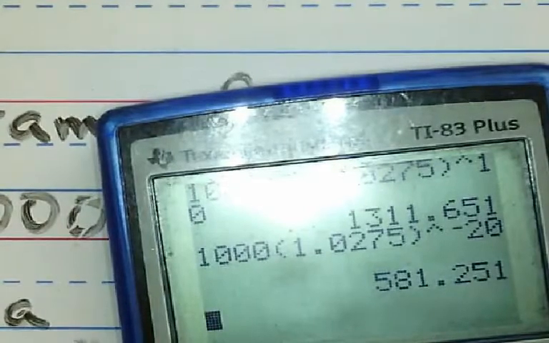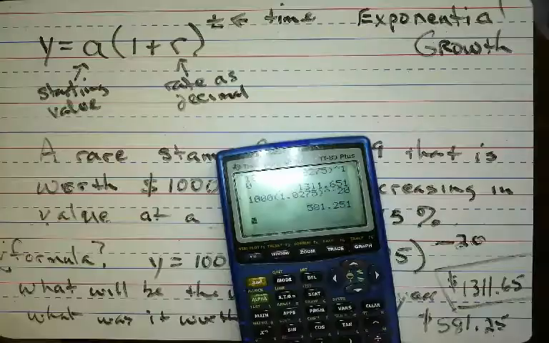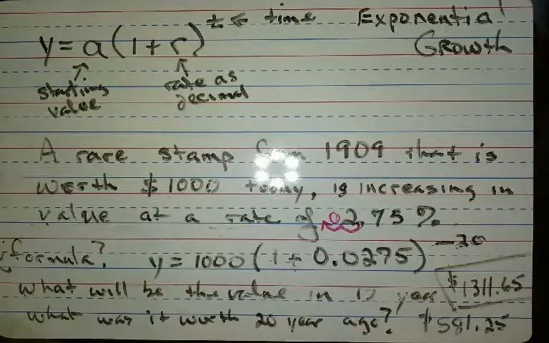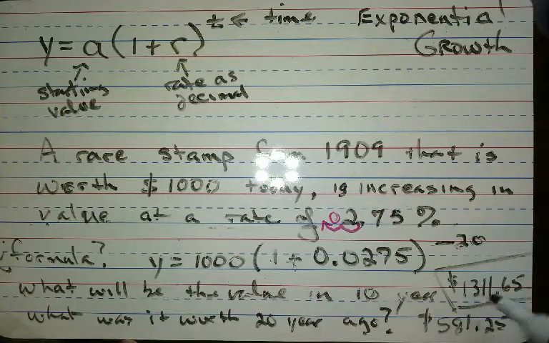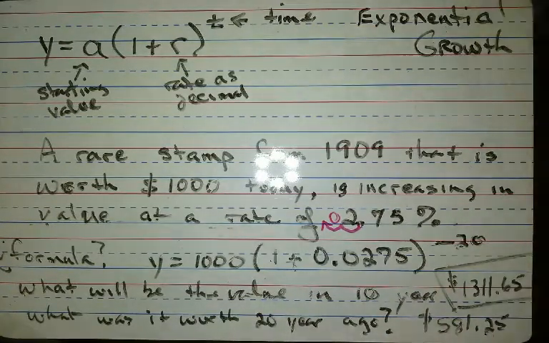So let's zoom back out. Look what we got here. What will the value be in 10 years? All I had to do was put 10 right here, work it out. What was it worth 20 years ago? I put negative there, work it out. So what other kind of questions could they ask?